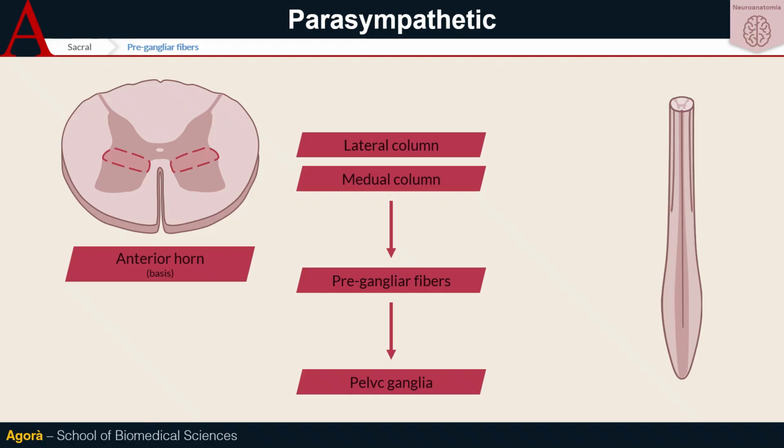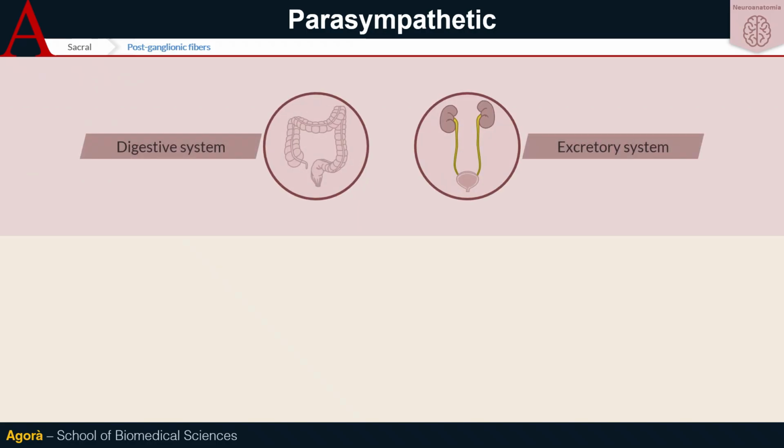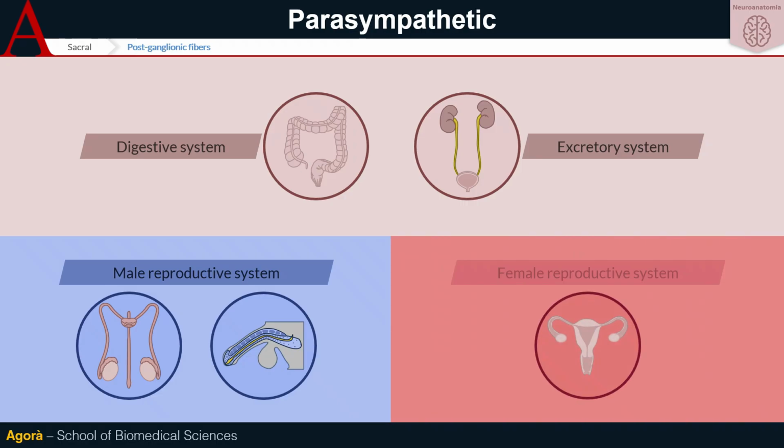Parasympathetic pelvic ganglia are scattered within the pelvic plexus, which, as we saw in the last video, belongs to the orthosympathetic system. Originating from these ganglia, postganglionic fibers enter the pelvic plexus itself and then spread to various organs: rectum, the last tract of the ureter, bladder, urethra. In males also, prostate, seminal vesicles, ductus deferens, corpora cavernosa of the penis, while in females, uterus, vagina, corpora cavernosa of the clitoris, and vestibular bulb.